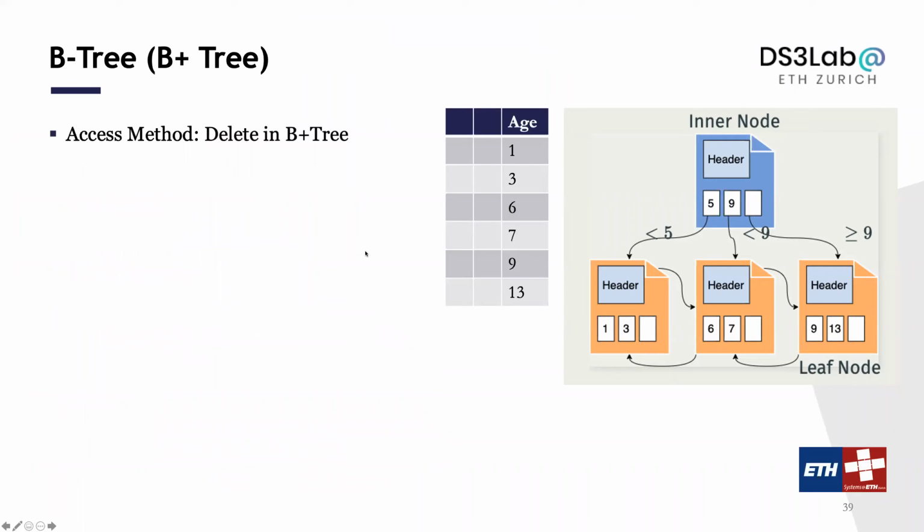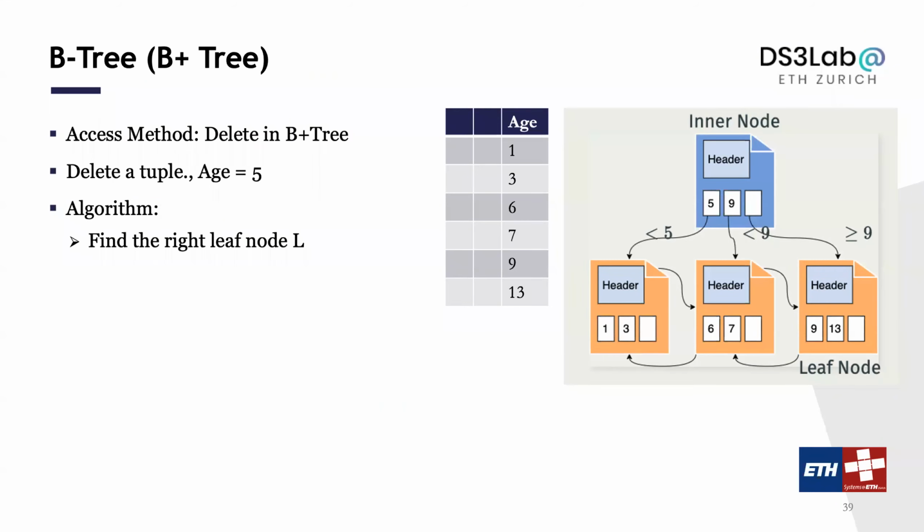And again, you can delete tuples in the tree. For example, what if you want to delete a tuple where age equals 5 from the tree? The algorithm is actually very simple. You find the right leaf node L, and you try to remove the data in L. There are 2 different scenarios. First, if L is at least half full, then you are done.